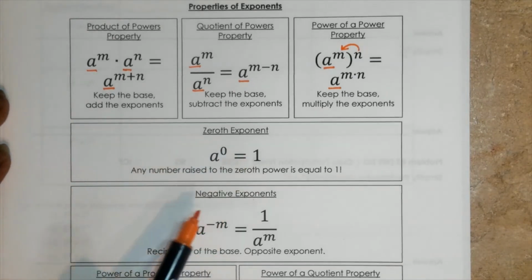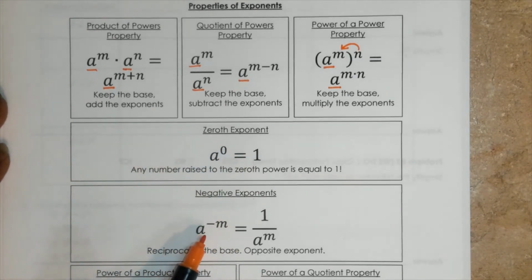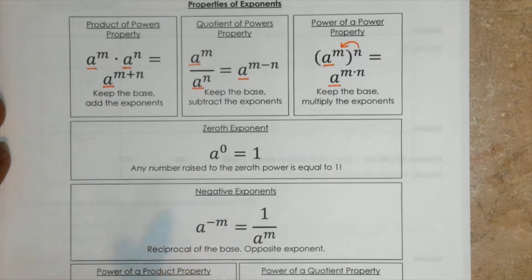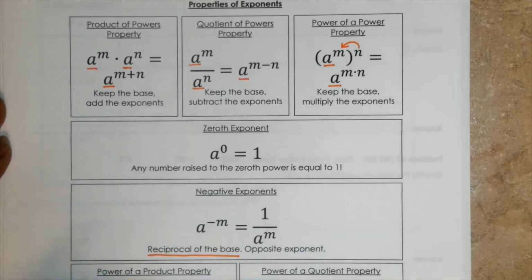And when you are rewriting negative exponents with a positive exponent, you take the reciprocal of the base and the opposite exponent. So you keep the base, change the sign, flip the number.